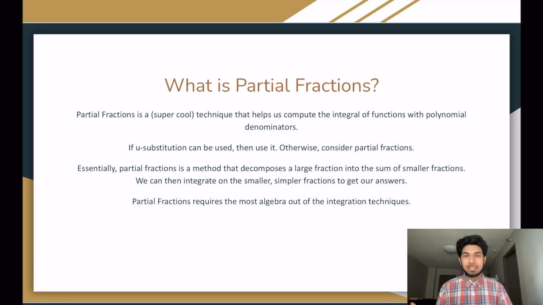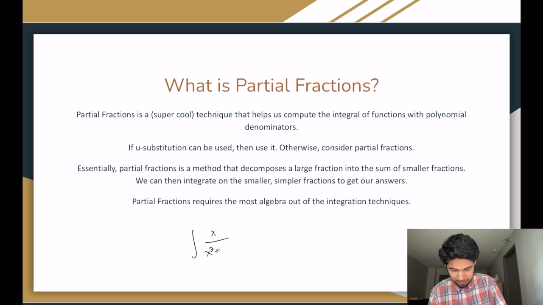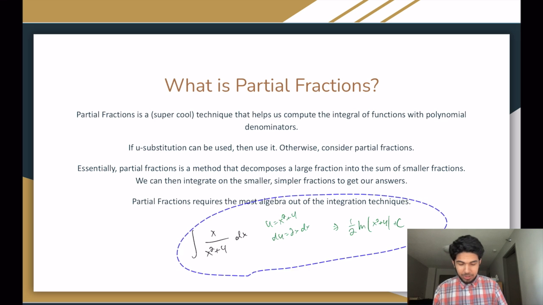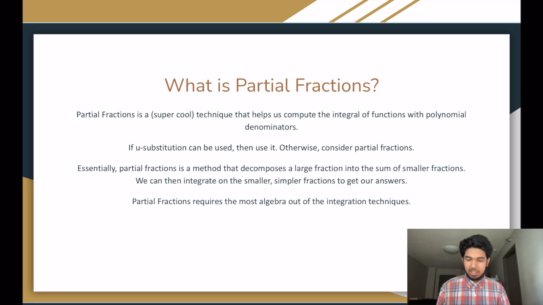However, some of these integrals can be solved using u substitution. For example, if you have the integral of x over x squared plus 4, the denominator is a polynomial, but you can solve this using u substitution. u equals x squared plus 4, du equals 2x dx. This is going to be equal to 1/2 ln absolute value of x squared plus 4. So we can do this just using u substitution. However, as we know, u substitution is not universal, so we can use partial fractions instead.